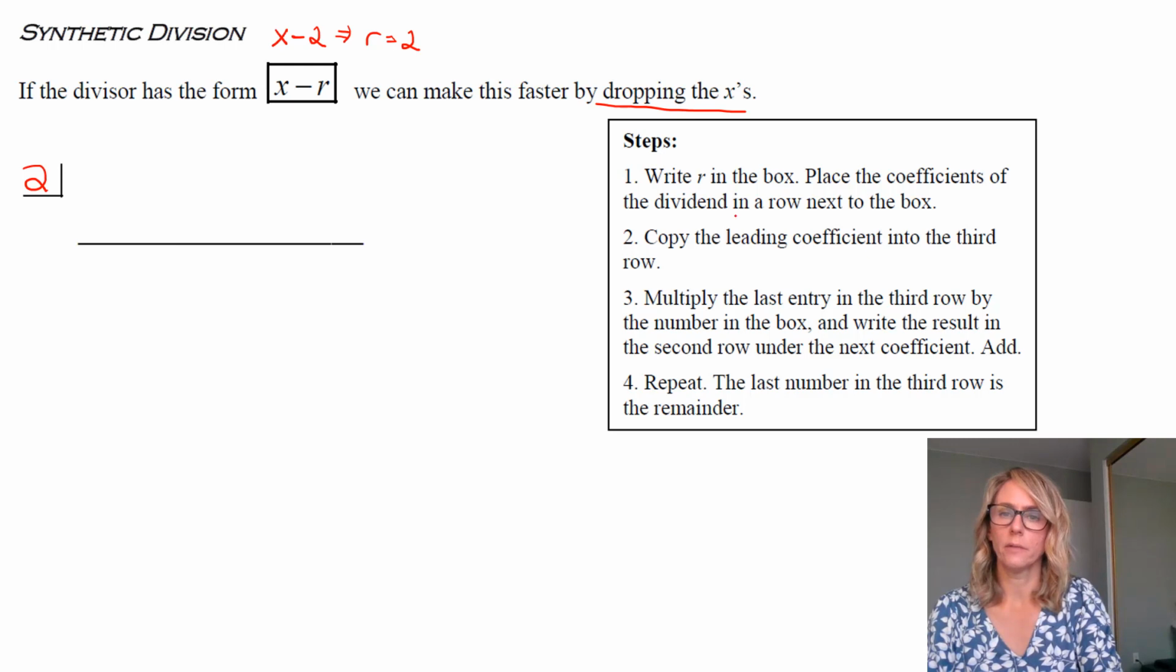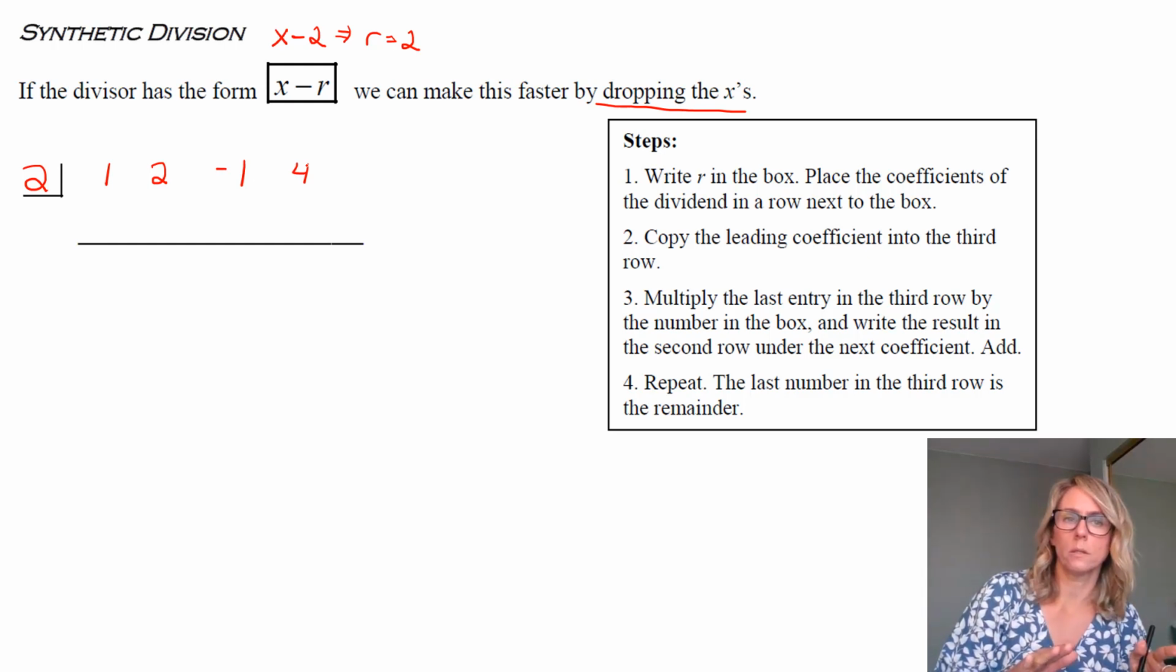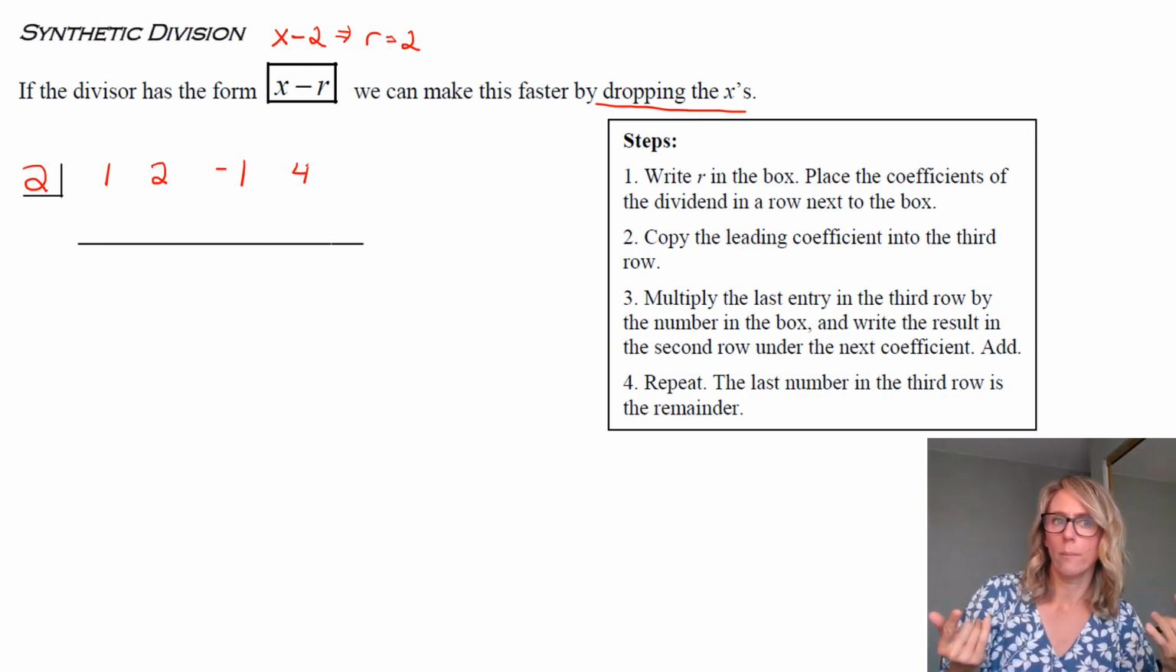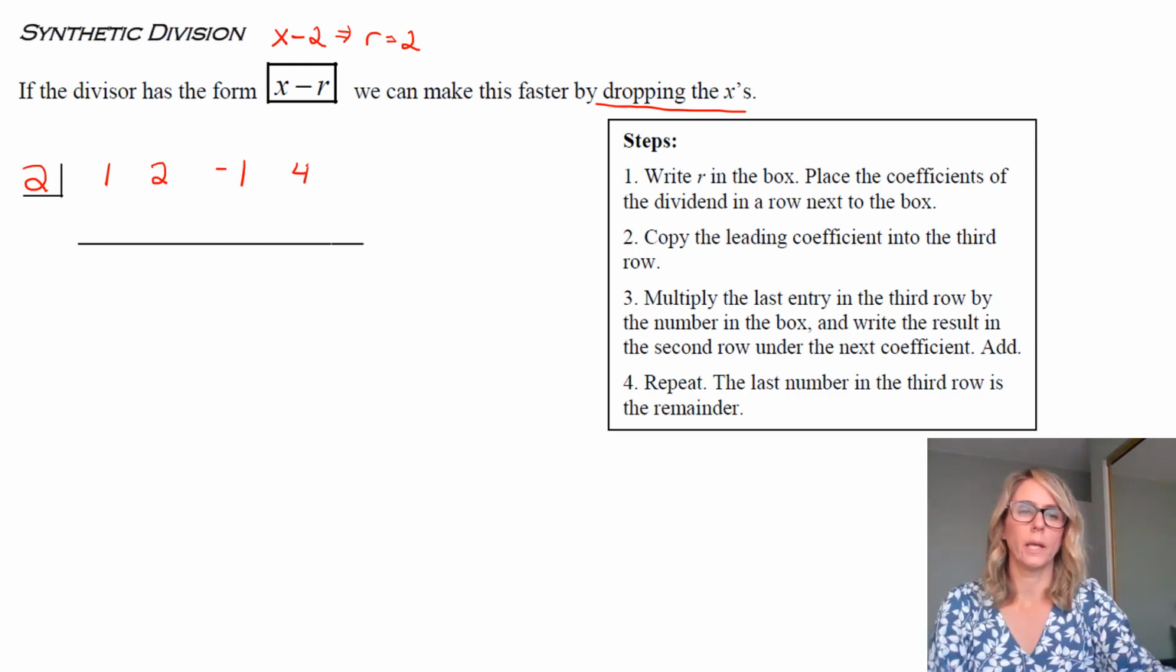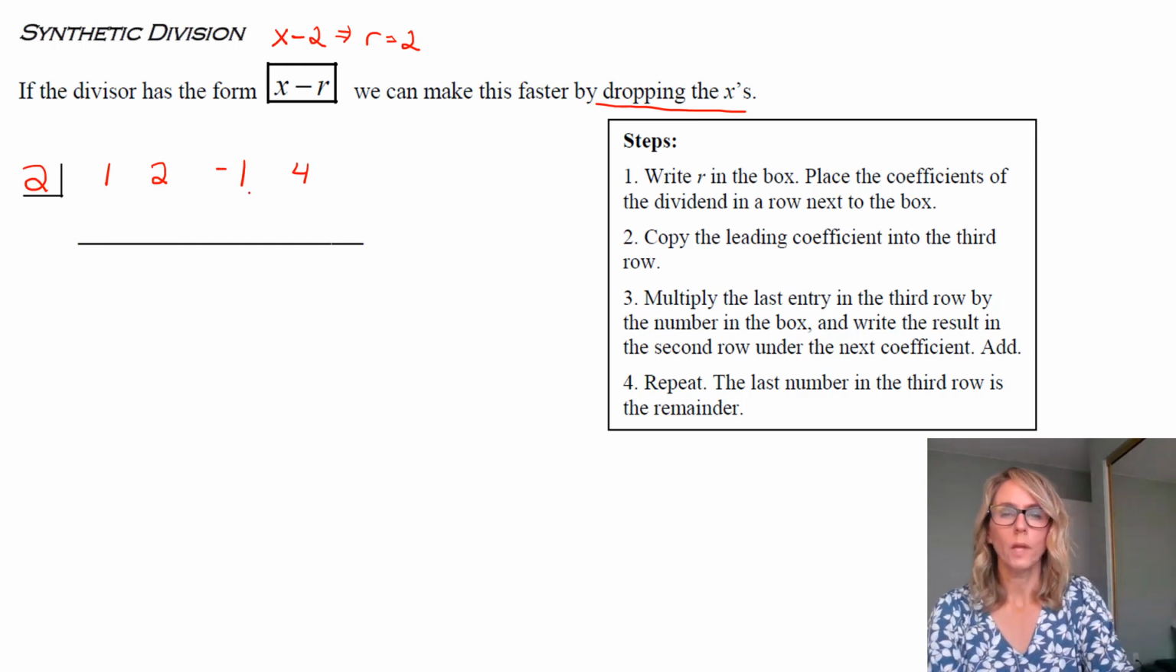Place the coefficients in the dividend in a row next to the box. So taking a look at our last example, we had x cubed, so the coefficient was 1. We had 2x squared. We had a minus x, and we had positive 4. So here are my coefficients from my dividend, the thing that we're dividing into. Okay. Then it says, copy the leading coefficient into the third row. So this 1 comes down, and it's right there.